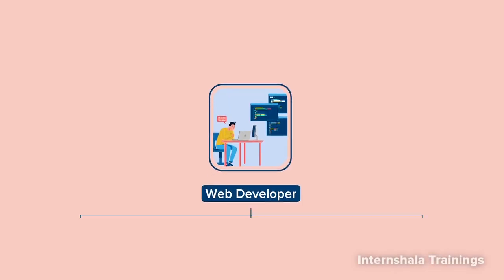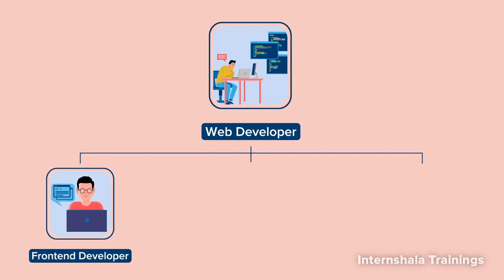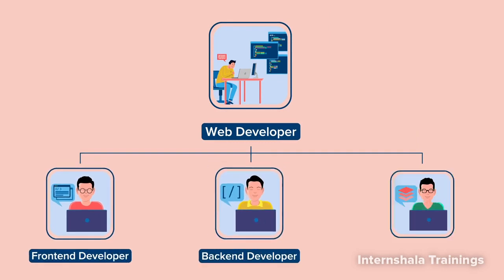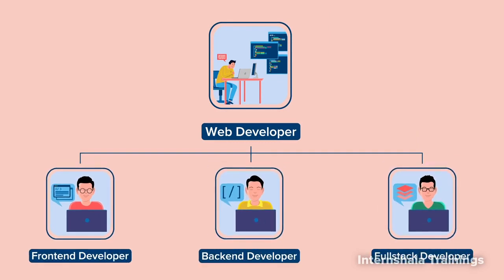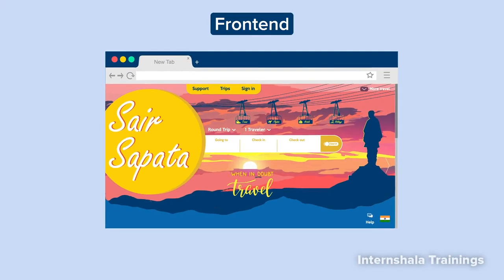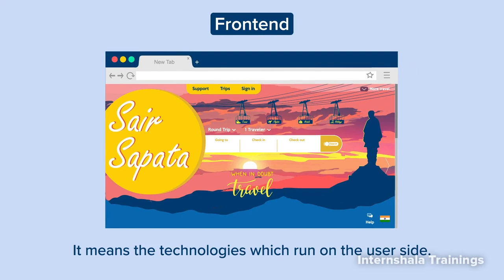There are three types of web developers: front end web developer, back end web developer, and full stack web developer. Let's understand what we mean by these terms. Front end means the technologies which run on the user side. In simple words, front end means how a website looks, and the person who creates this part of the website is called a front end web developer.